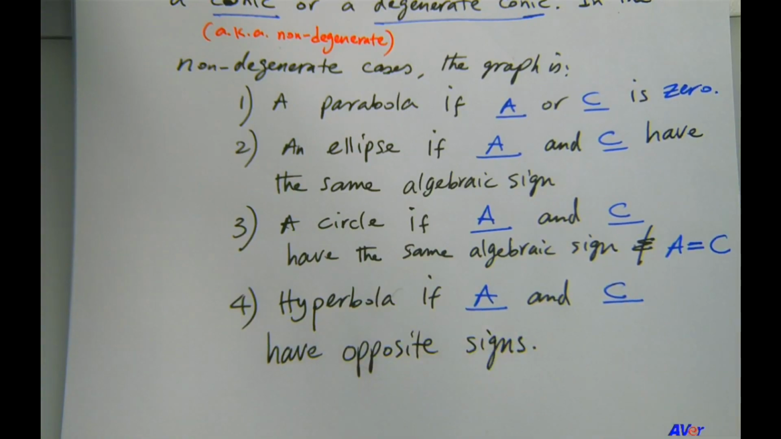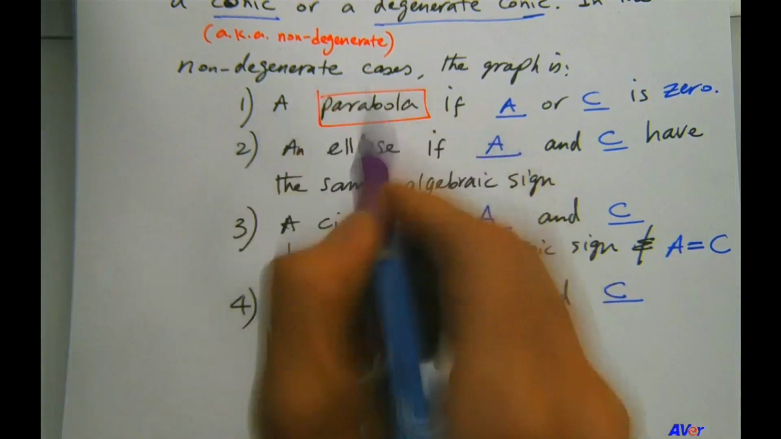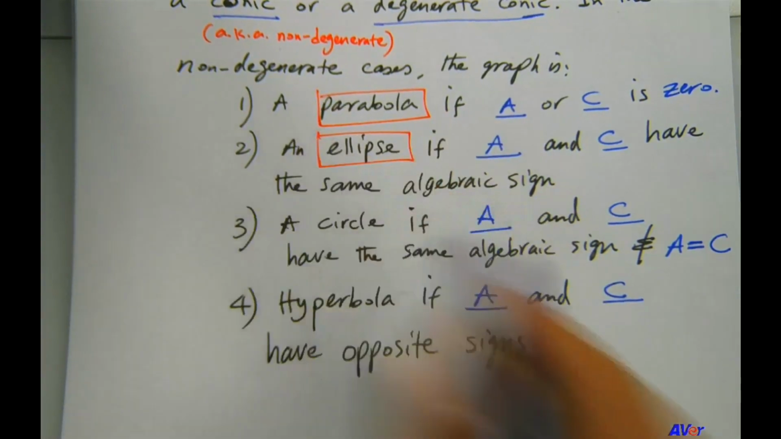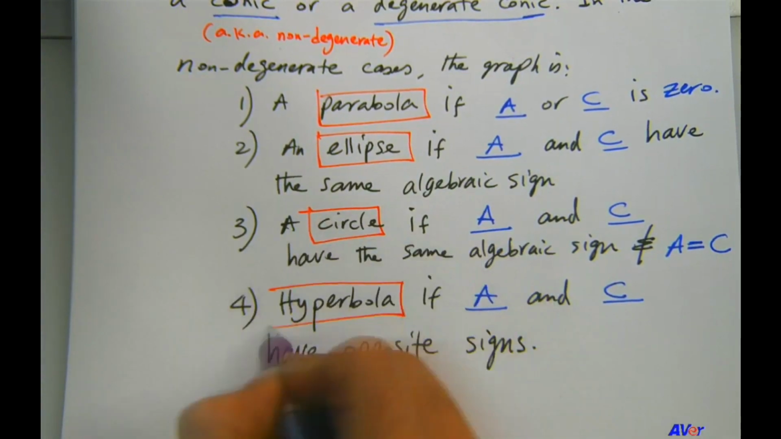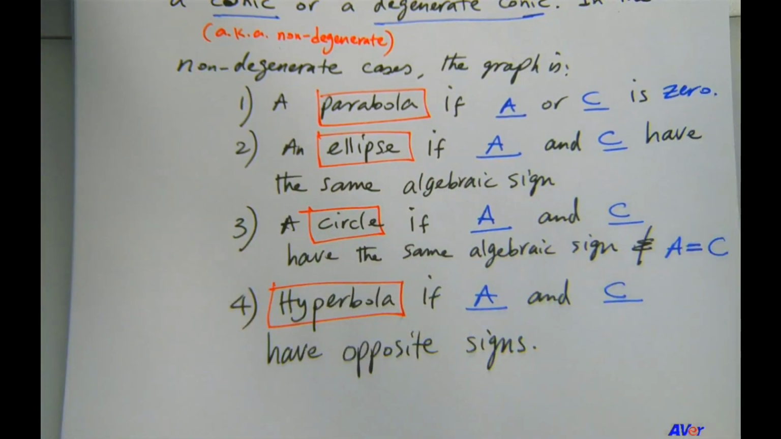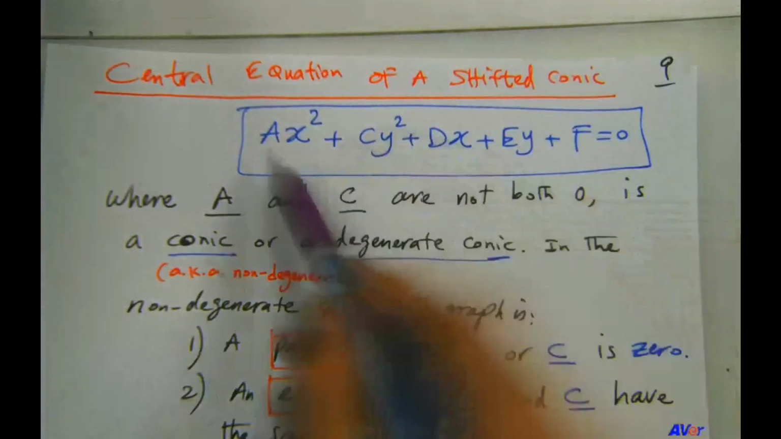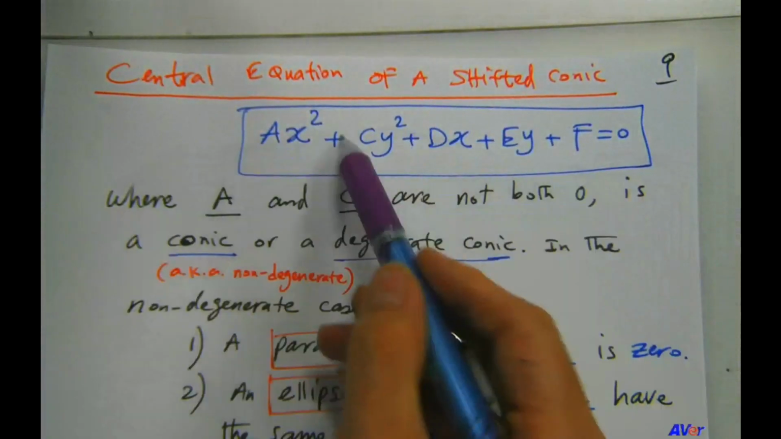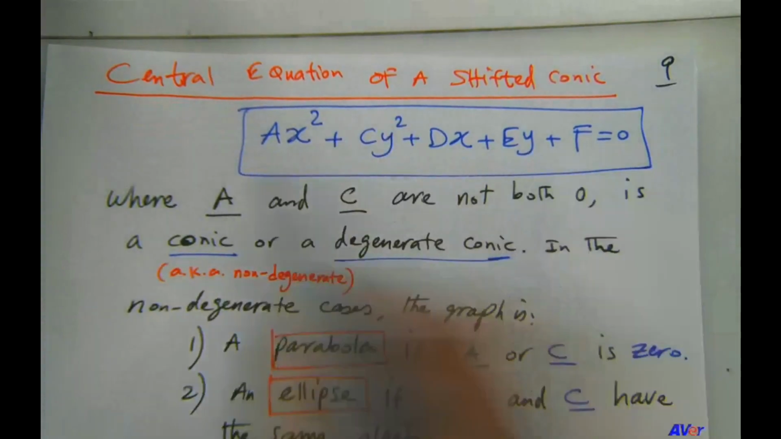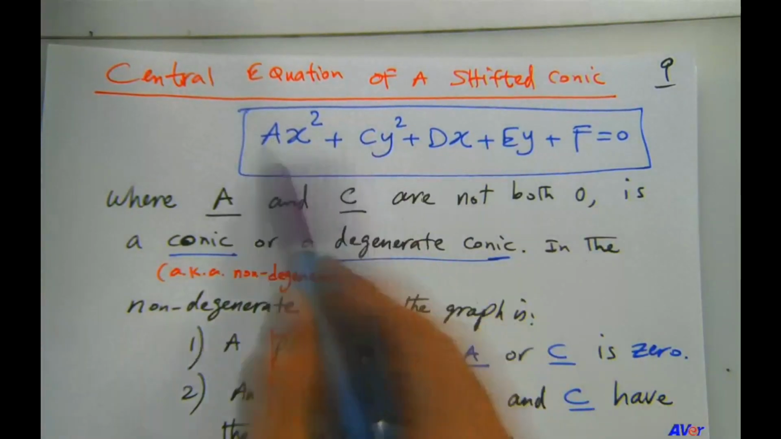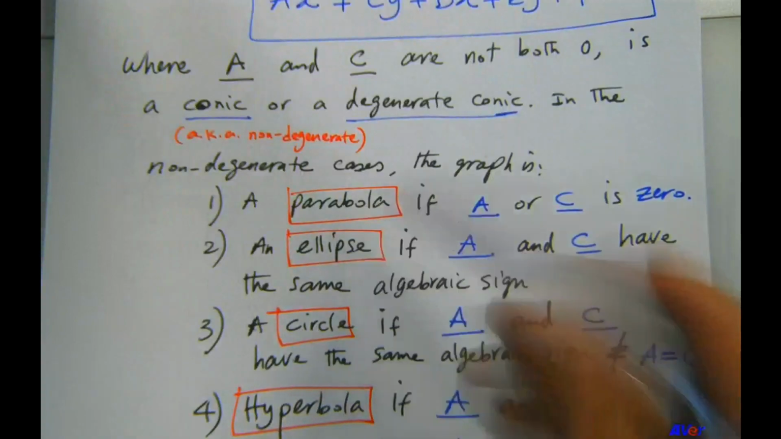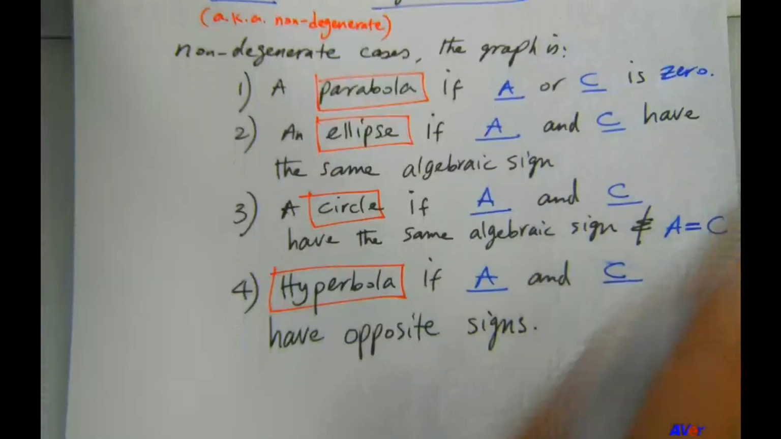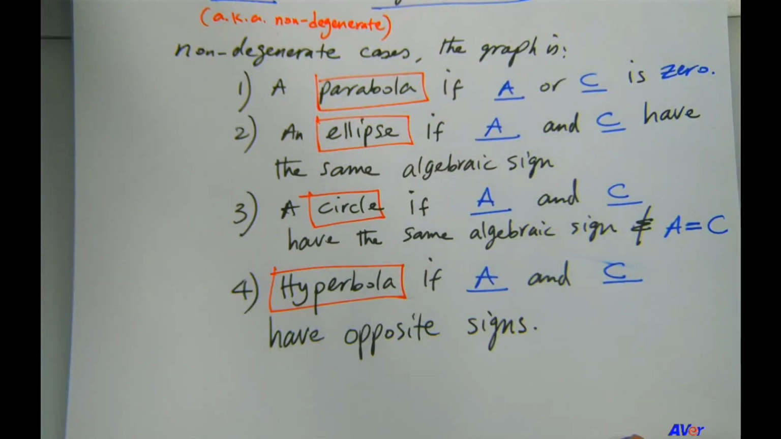Okay, so this is for a parabola, this is for an ellipse, this is for a circle, and this is for a hyperbola. So given this central equation of a shifted conic, depending on what these A and C values are, we can have a parabola, an ellipse, a circle, or a hyperbola. Okay?